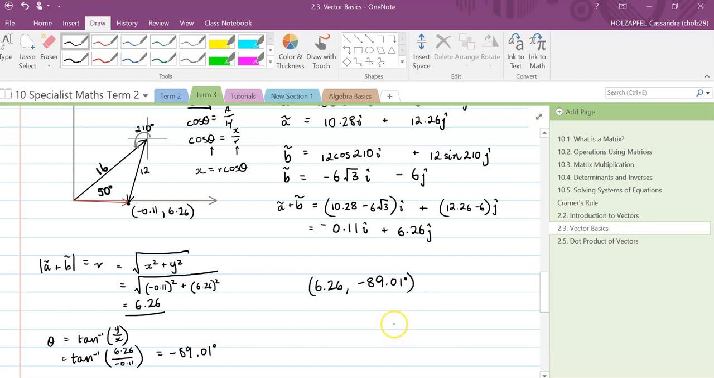Also in this video, we had a look at the unit vector for the horizontal component, which is I, and the unit vector for the vertical component, which is J.